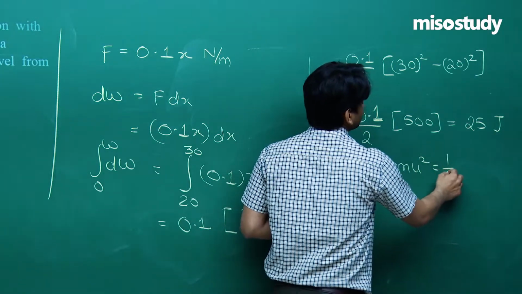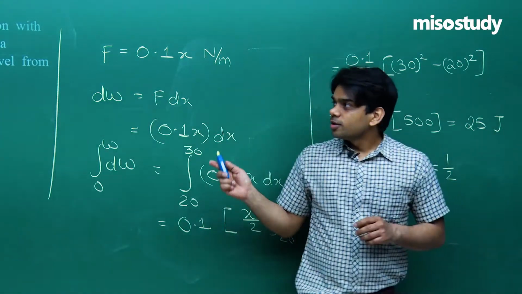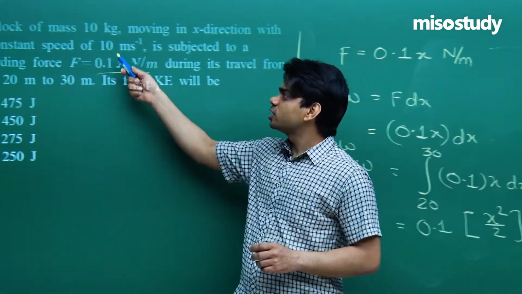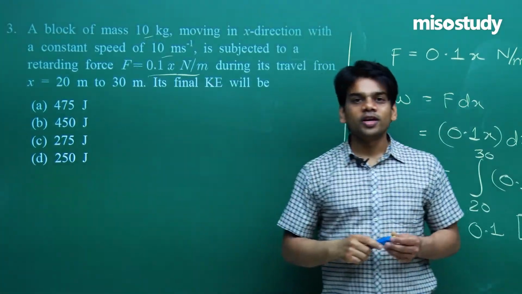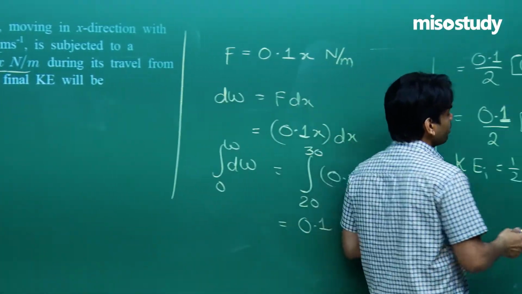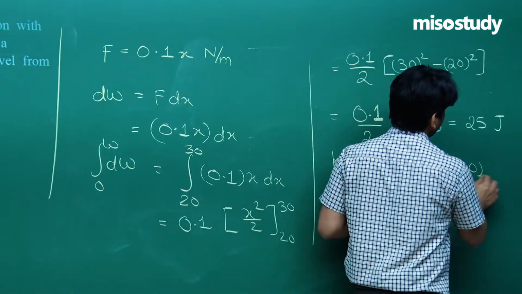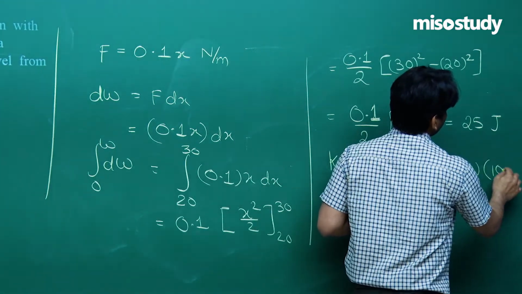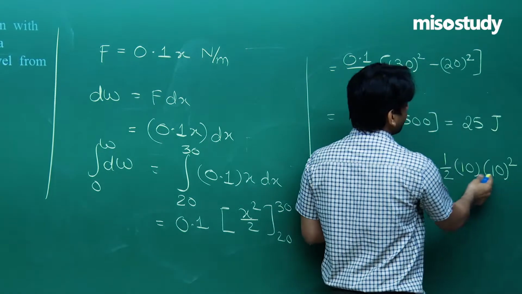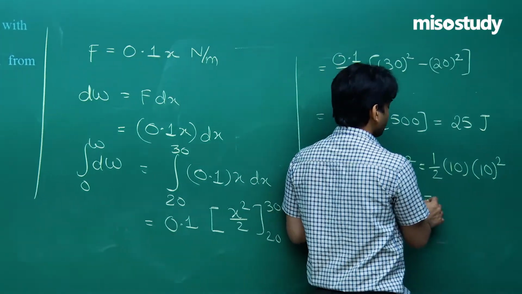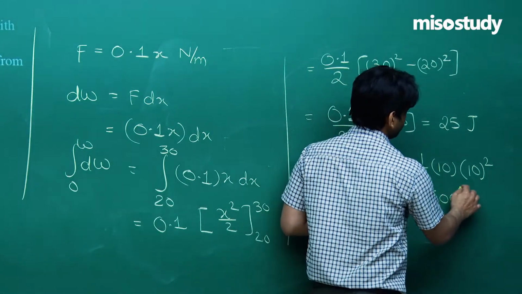The mass of the body is given as 10 kg, and its speed is also 10 meter per second. So half mu square: 10, and u will be 10 whole square. So 100 into 10, 1000 by 2, 500 joules.